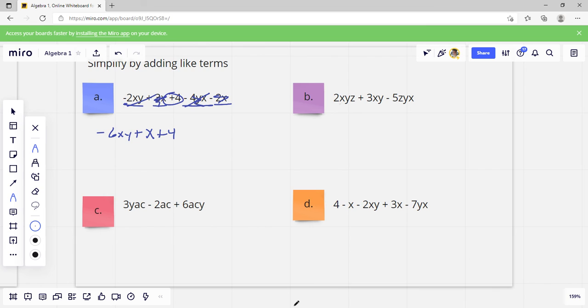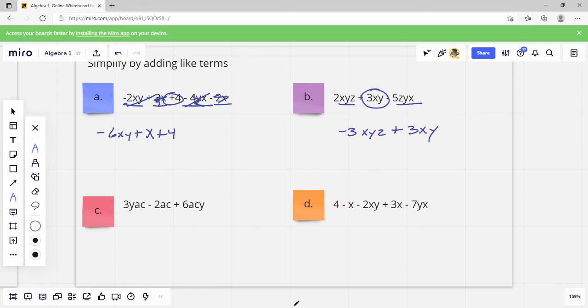Alright, B, I've got an xyz and another xyz, and that's 2 minus 5, so that would be negative 3xyz. And then I don't have any like terms I can go with that, so I'm just going to tack it on the end. So you got negative 3xyz plus 3xy.